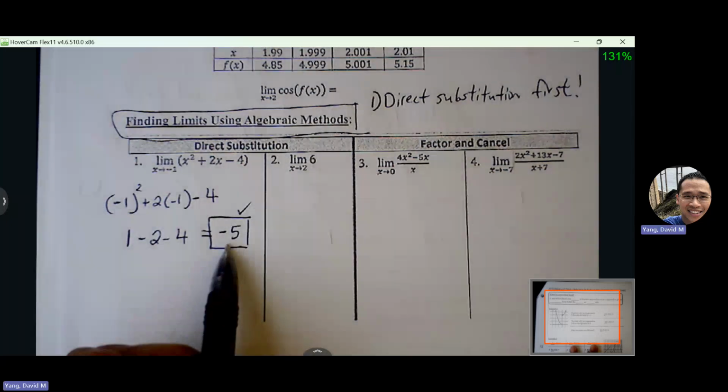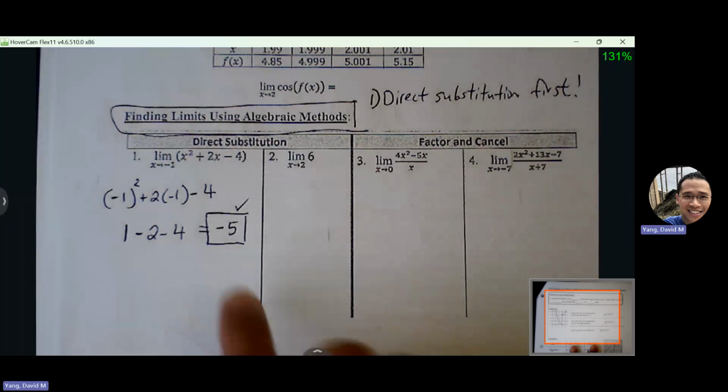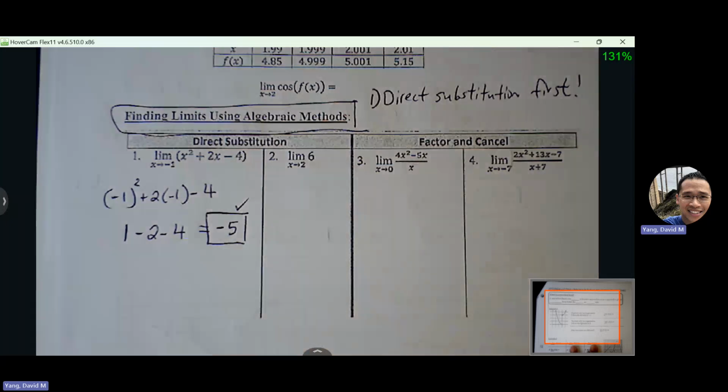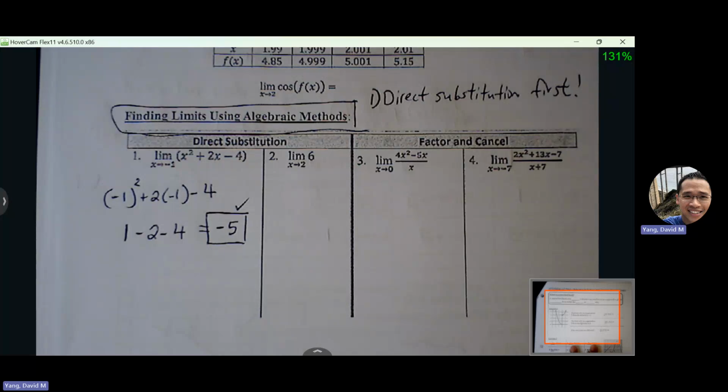Now, if I don't get a real number, then we have more things we have to do. But let's start with the most baseline, the easiest situation. If my direct substitution works, I can stop. If I have a real number, I'm good to go.